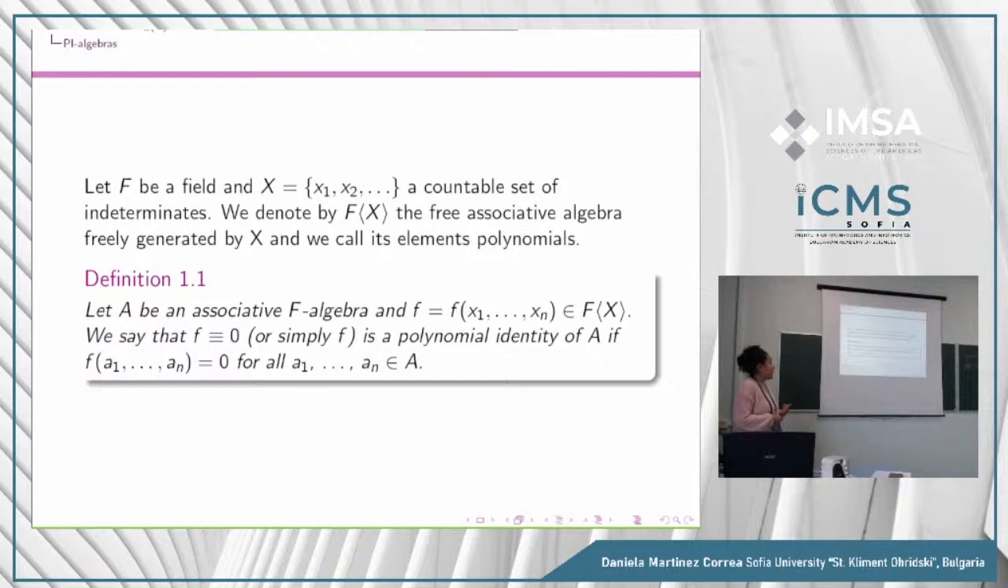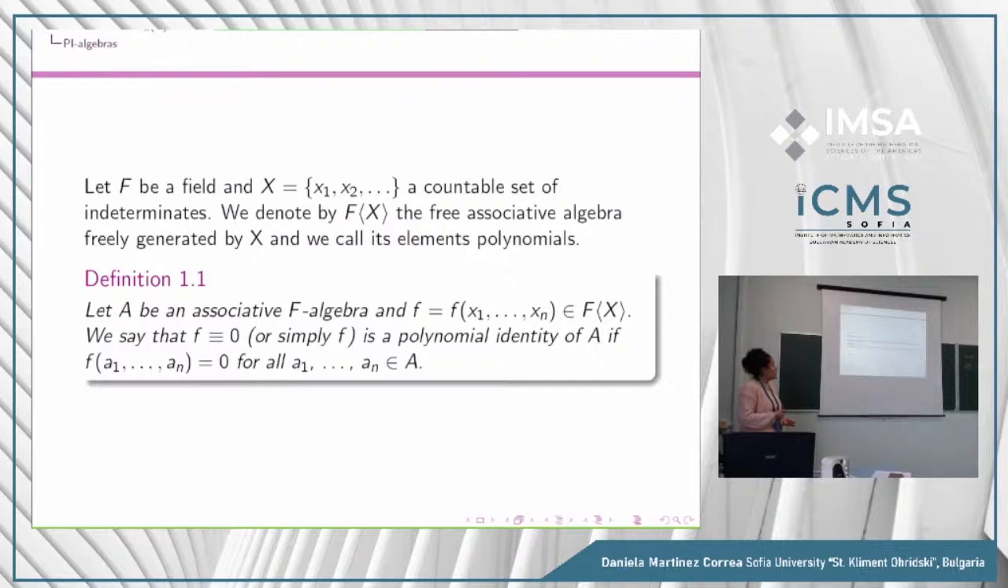So, given A an associative algebra and f a polynomial, we say that f is a polynomial identity of A when you make any substitutions of elements of the algebra A in f, and you obtain the zero element of the algebra A. Okay, so using this definition, we know that the trivial polynomial is an identity for any associative algebra.